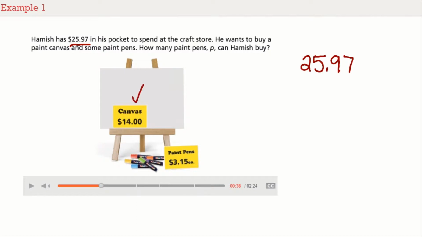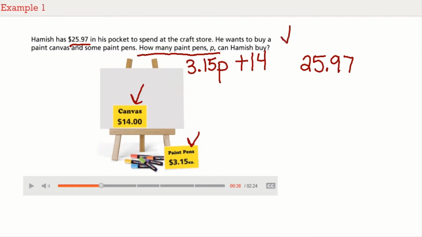So here it said he bought a $14 canvas. So we know we're going to add that to whatever else is included. And here it says paint pen costs $3.15 each. And this question is asking how many paint pens P can Hamish buy? So we have to do $3.15 times P. Now remember, if it tells you the variable to use, make sure you use that variable. So we have to attach P, the paint pens, to $3.15 because that's how much each paint pen costs.